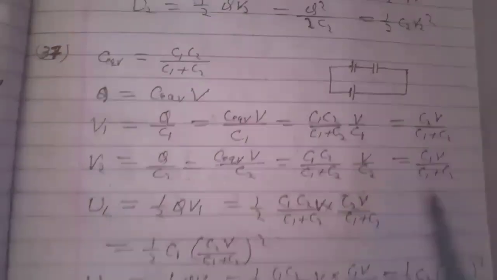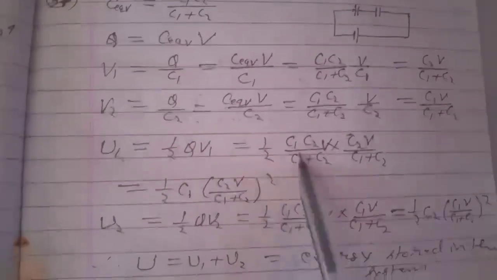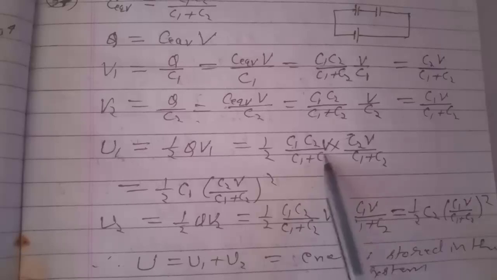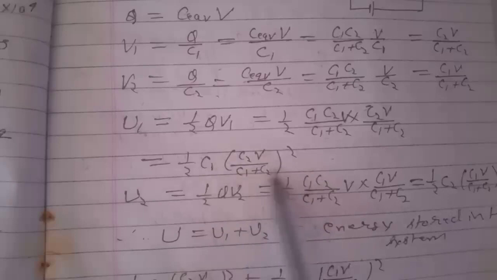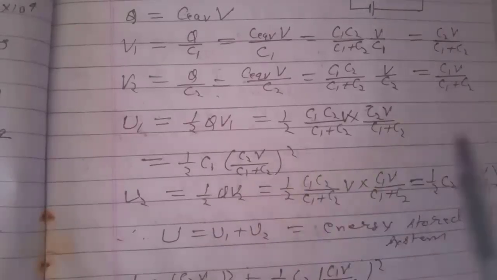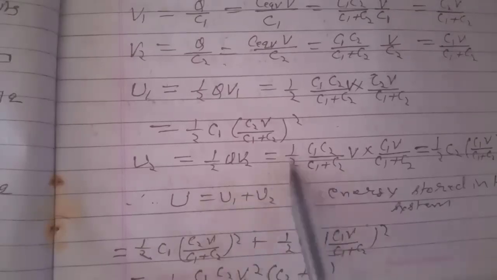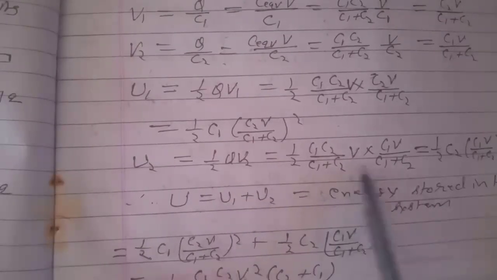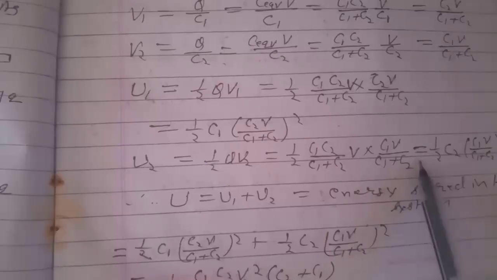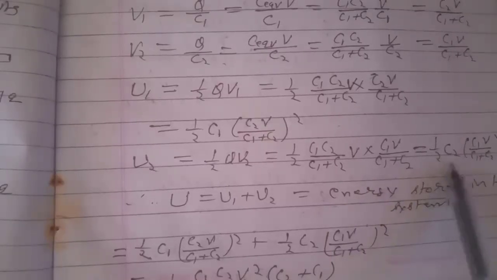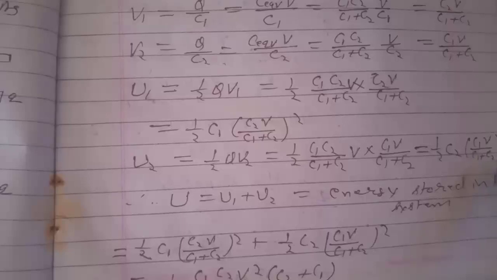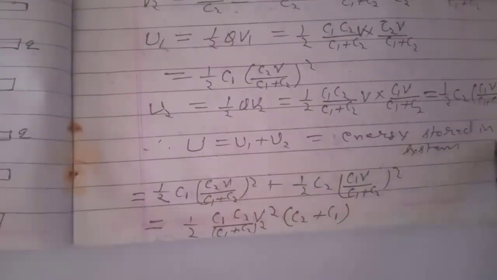So energy stored will be U1 equal to 1/2 Q V1, 1/2 C1 C2 by C1 plus C2 into V into C2 V by C1 plus C2. Solving, we get 1/2 C1 into C2 V by C1 plus C2 the whole square. Similarly, U2 equal to 1/2 Q V2, or 1/2 C1 C2 V by C1 plus C2 into C1 V by C1 plus C2, which is 1/2 C2 into C1 V by C1 plus C2 the whole square. Hence, U equal to U1 plus U2, the energy stored in the system.